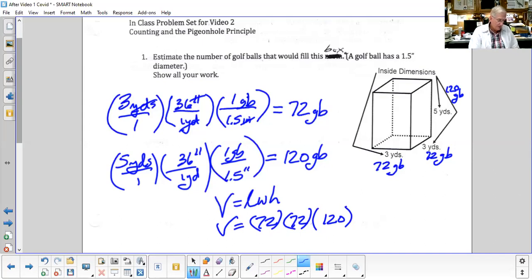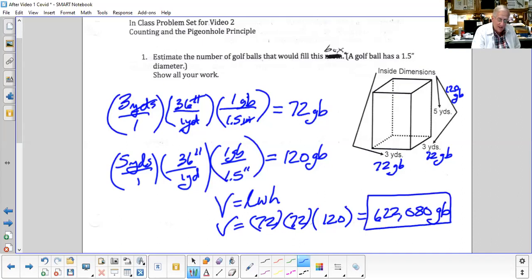72 times 72 times 120. And I get 622,080. Gosh, could that be that big? Yeah, I think so. Let me write that down: 622,080 golf balls. Now that is a lot of golf balls, okay?